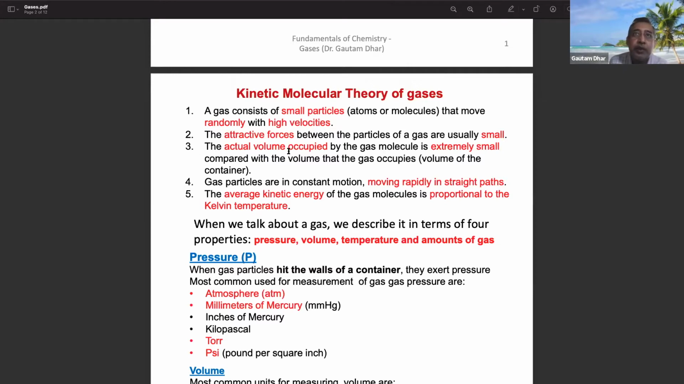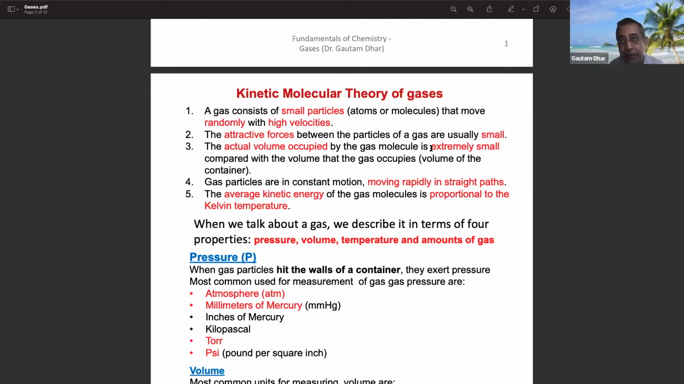Number three, the actual volume occupied by the gas molecules is extremely small compared to the volume of the container. This assumes that the gas molecules are so small and there's a lot of space in between them that the actual volume occupied by the gas molecules is almost negligible compared to the volume of the container. So you can basically consider the volume of the container as the total volume available to the gas molecules to move around. That simplifies things, because if I know the volume of the gas container, I use that as the volume. Otherwise, we need to subtract the volume of the gas molecules, which is more complicated math. We do that when required, but not under normal circumstances. These are all important assumptions made in the kinetic molecular theory.